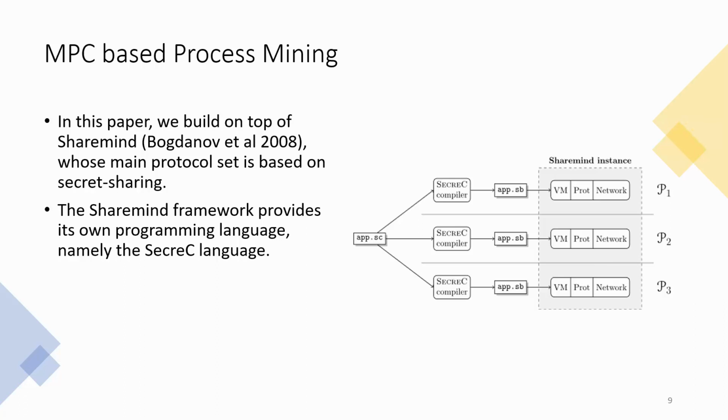One of such frameworks is ShareMind, whose main protocol set is based on secret sharing among three computing parties. In this paper, we build on top of ShareMind, but our techniques are also applicable to other secret sharing-based multi-party computation systems. ShareMind provides its own programming language, the Secrecy language, for programming privacy-preserving applications. Secrecy allows us to abstract away certain details of cryptographic protocols.